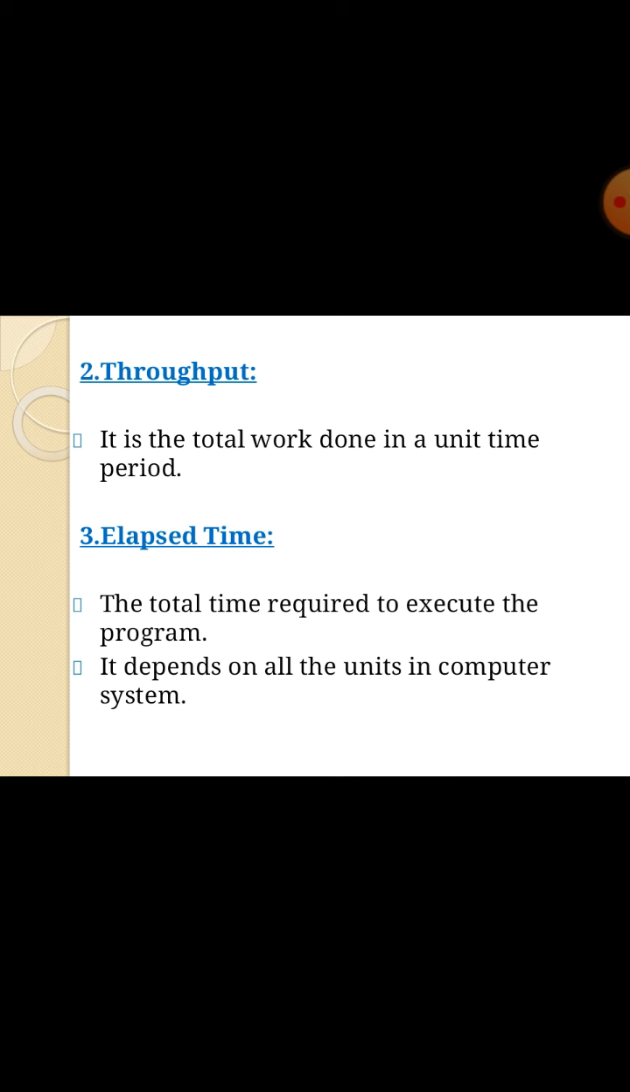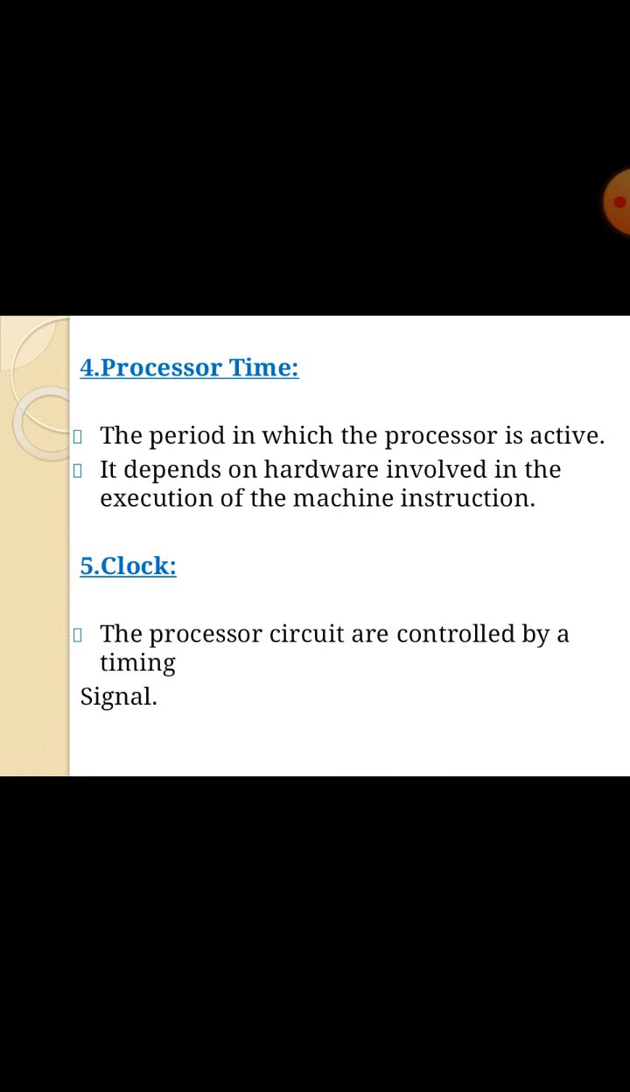Third one, elapsed time. The total time required to execute the program is called the elapsed time. It depends on all the units in the computer system. Fourth one, processor time. The period in which the processor is active is called the processor time. It depends on the hardware involved in the execution of the machine instruction.